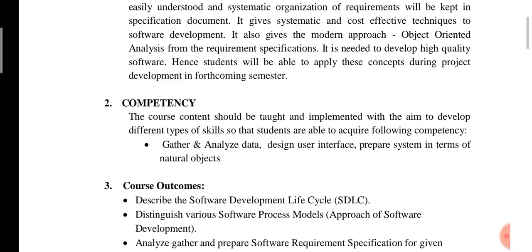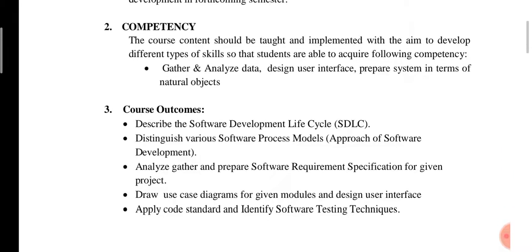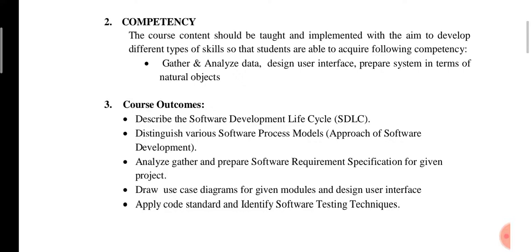So we have to learn about the fundamentals of software design: describe the SDLC, meaning software development life cycle. First of all we have to study the SDLC model. Then distinguish various software process model approaches of software development. Third, analyze, gather and prepare a software requirement specification for a given project. Then draw use case diagrams for given modules and design user interface. Then apply coding standards and identify software testing techniques. So these are all included in our course outcomes for fundamentals of software design.